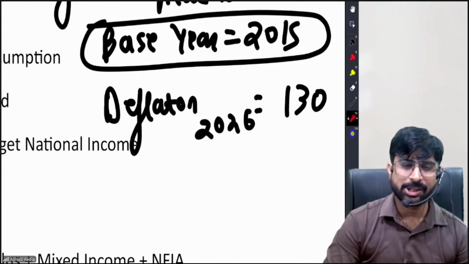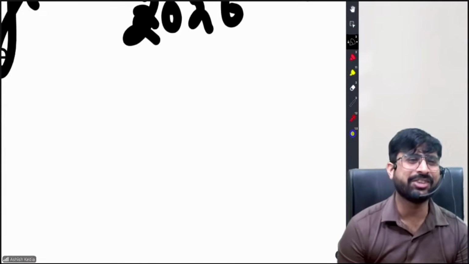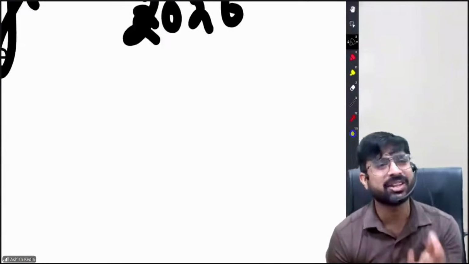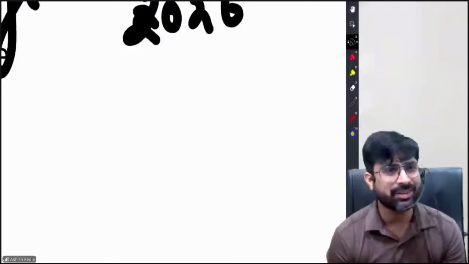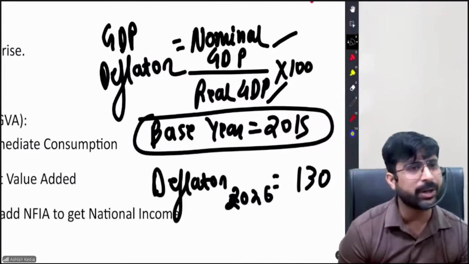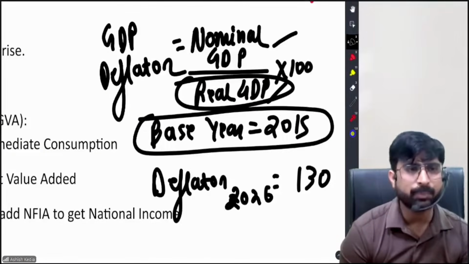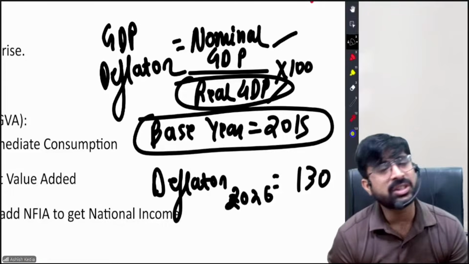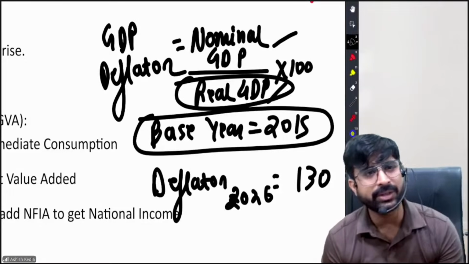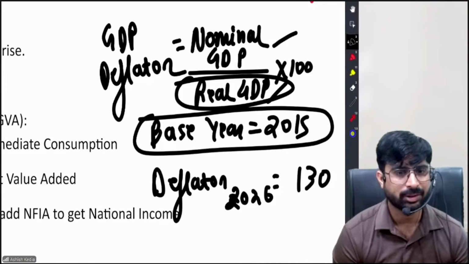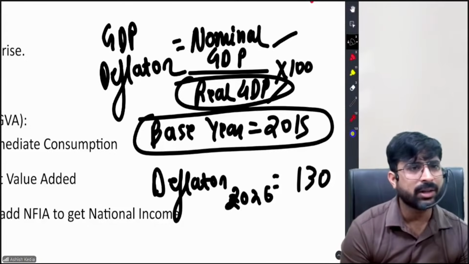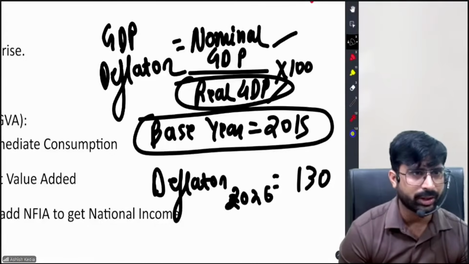Got it? And remember one thing, class. If you say base year, you are comparing with the base year. So for the base year, GDP deflator will be how much? 100. This is nominal GDP by real GDP into 100. Real GDP has been computed taking into account which year's prices? Base year's prices. So that's what I'm saying.